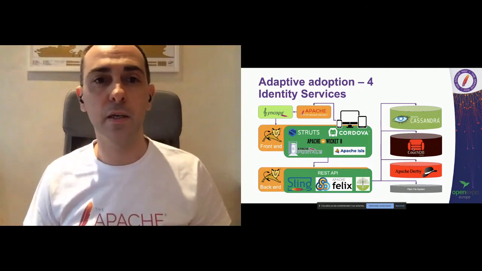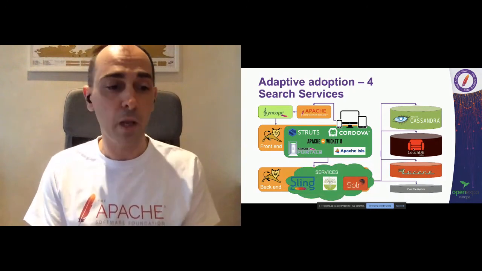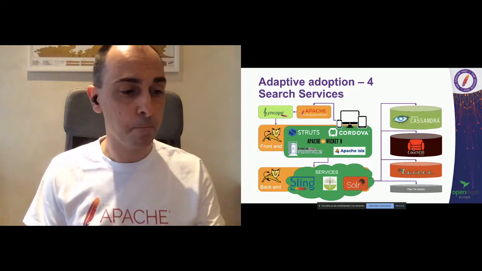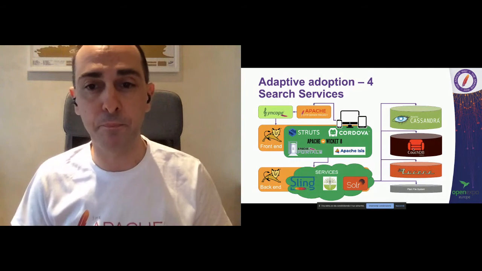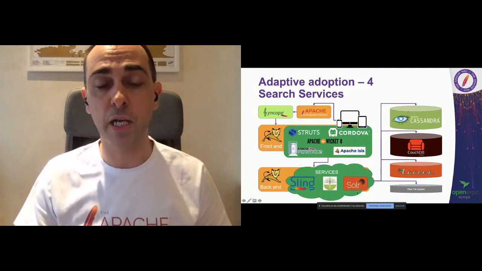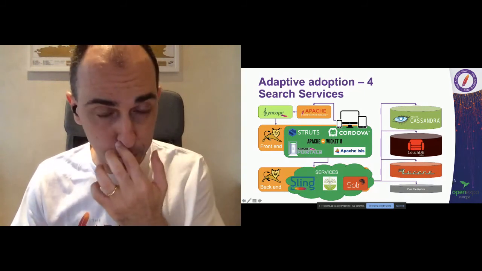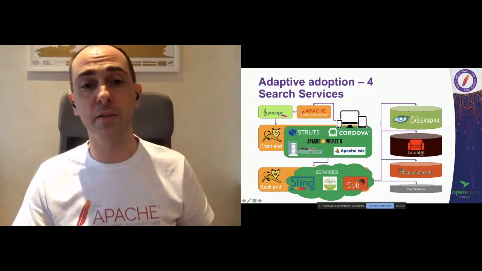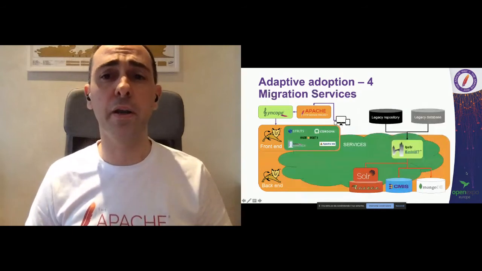Another iteration can be search services. You have a huge amount of content, and you need some search strategies, so you have to build some search indexes. Here we are using Apache Solr, with Apache Lucene, with your application integrated with the REST API of Solr that helps you on executing queries.